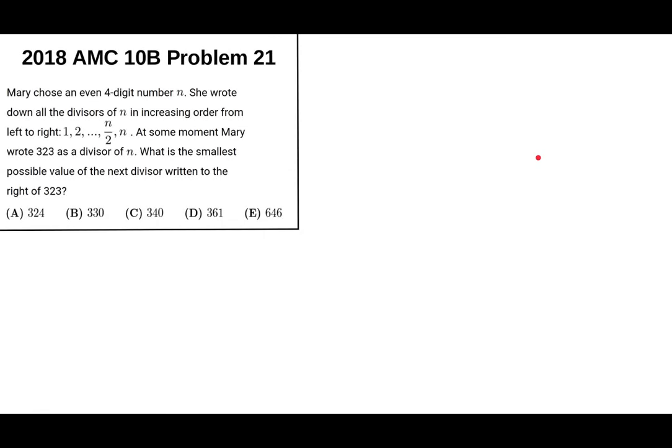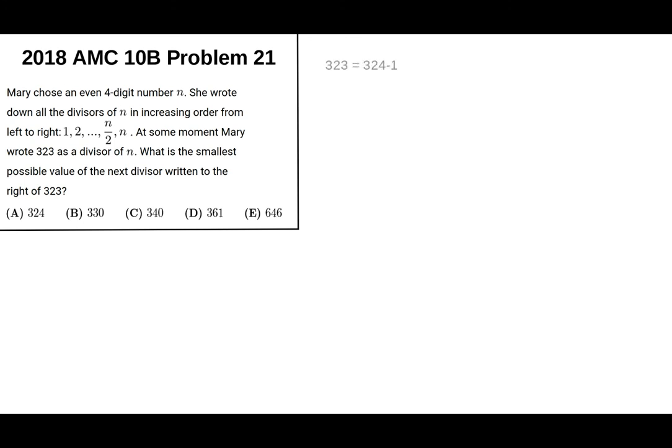Hi, today I'm going to be presenting 2018 AMC 10B problem number 21. Mary chose an even four-digit number n. She wrote down all the divisors of n in increasing order from left to right: 1, 2, ..., n over 2, and then n. At some moment, Mary wrote 323 as a divisor of n. What is the smallest possible value of the next divisor written to the right of 323?